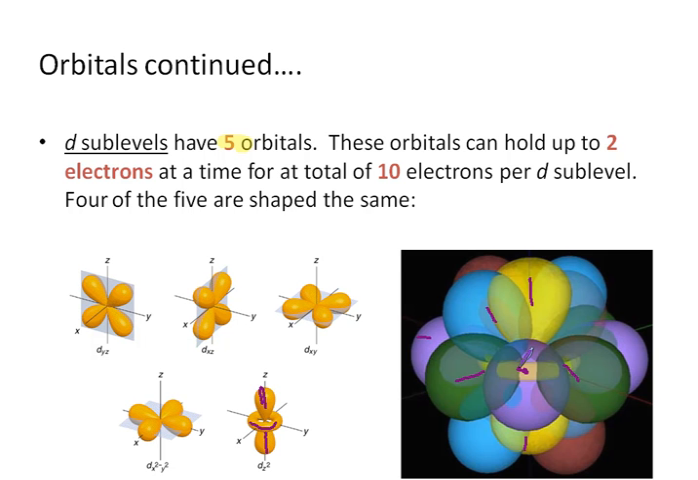But each one of these can have 2 electrons, for a total of 10 electrons in a d sublevel, okay? Now again, it takes this shape because 90% of the time, this is where those electrons are hanging out, okay?